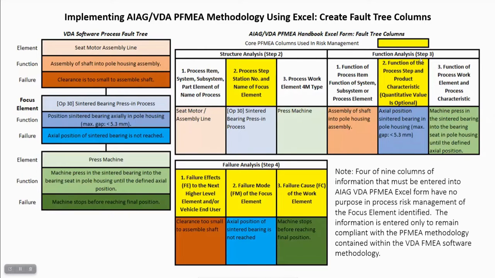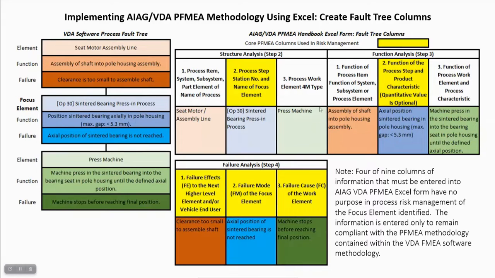Function analysis step 3 is the function net, just like in the design FMEA. So we come over here and we grab the second levels and we populate these 3 columns. And then the last one is the failures. We grab the last one, which in this case is clearance is too small, axial position is not reached, and it's not in the pull until the defined pull position. We put those at the 3 level.